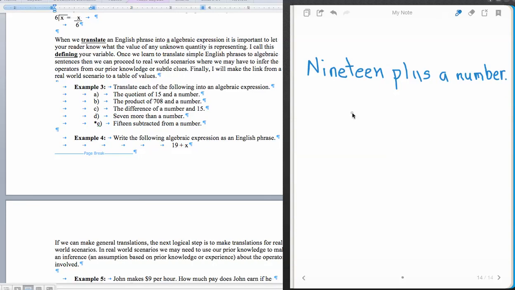I could write it also as a number added to 19, so that would be another way of saying it. So I'll abbreviate this a little bit because I'm getting short on time. So a number added to 19, and I'll write the number this time again because of being short on time. I could say some number more than 19, so that would be another way of putting it, some number more than 19.